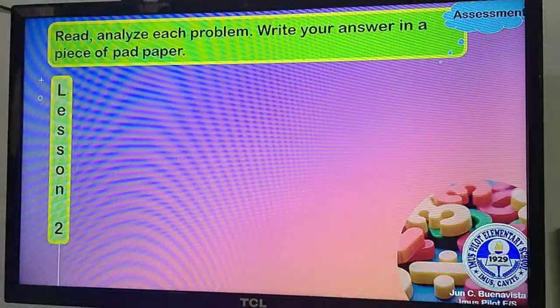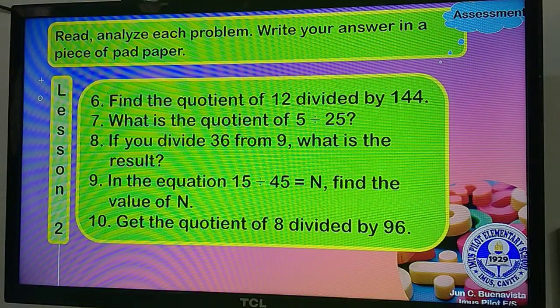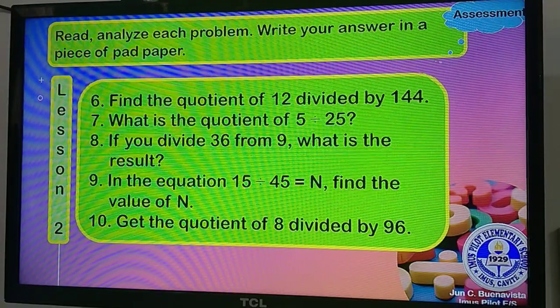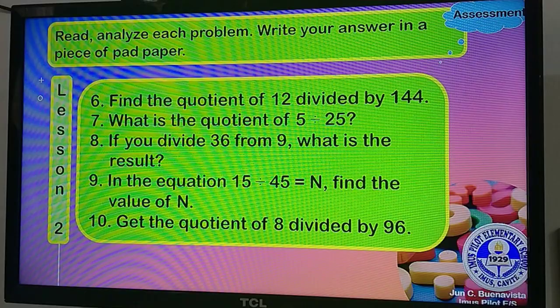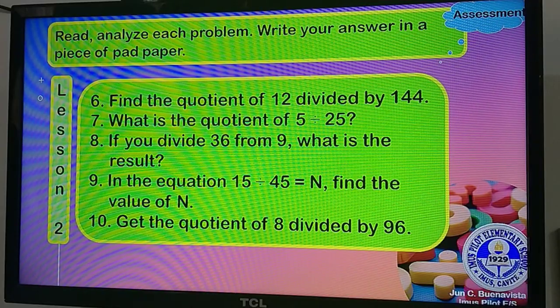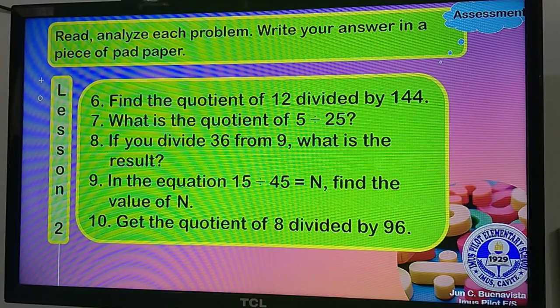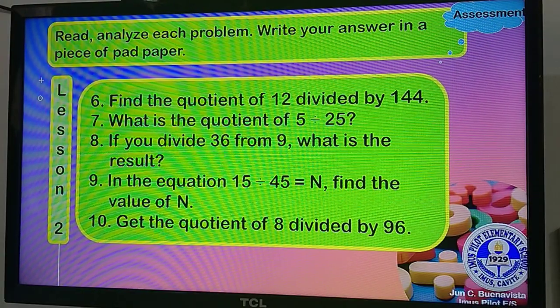Alright, for number 6 to 10, this is for lesson number 2. Okay, find the quotient of 2 divided by 144. Then number 7, what is the quotient of 5 divided by 25? Then number 8, if you divide 36 from 9, what is the result? Take note of the word from. So, ibig sabihin, yung from na yan, that is your dividend. And the first number is your divisor.